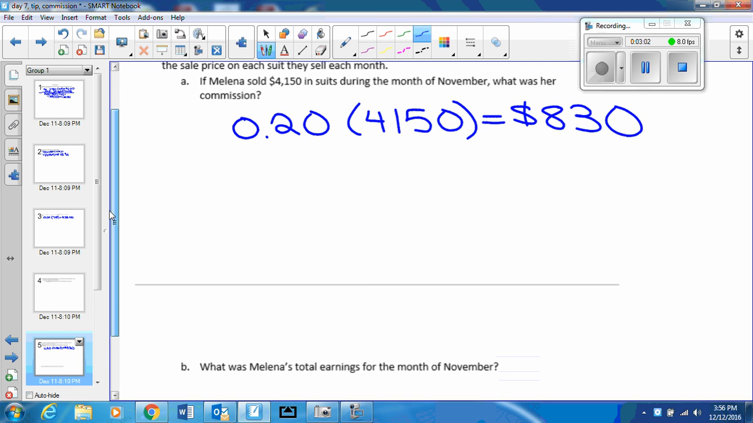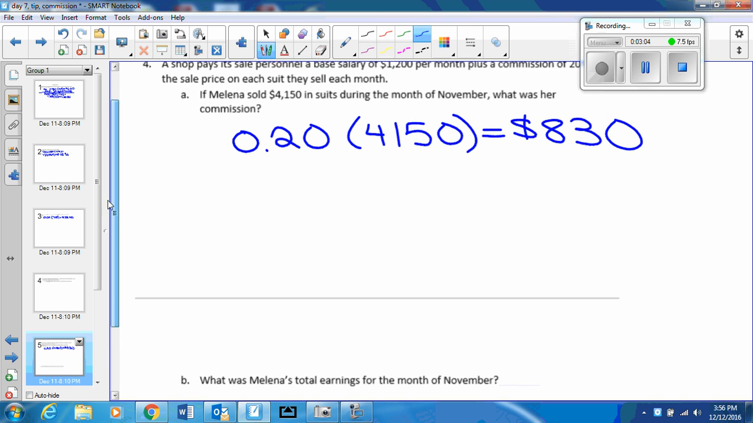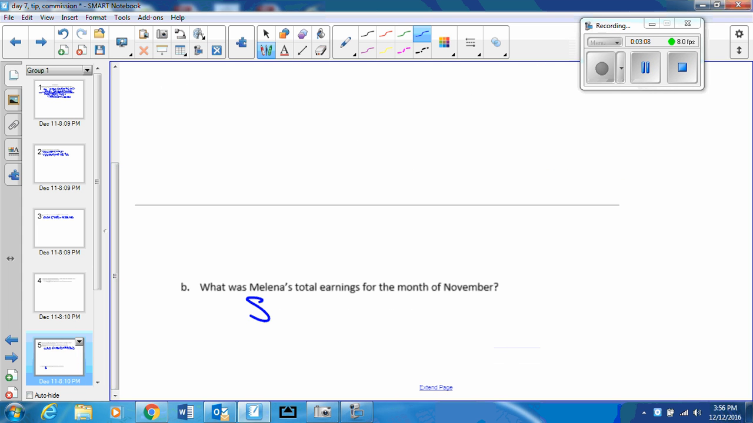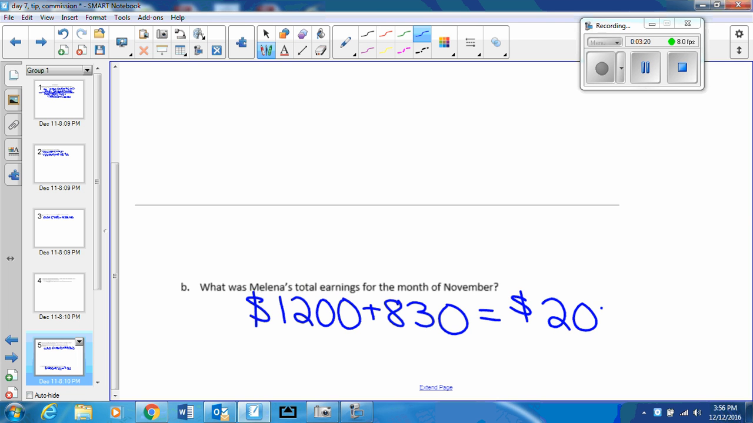Then in part B, what were her total earnings for the month of November? We're going to add her base salary, $1,200, with her commission, $830. And when I add those together, her total earnings for the month would be $2,030.